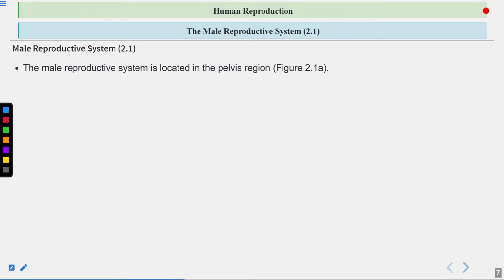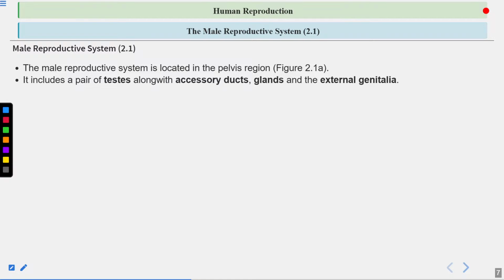What is the location of the male reproductive system? The male reproductive system is located in the pelvis region. It includes a pair of testes along with accessory ducts, glands, and the external genitalia. This is a very important line. So what does the male reproductive system consist of? It consists of a pair of testes, meaning two testes are present.